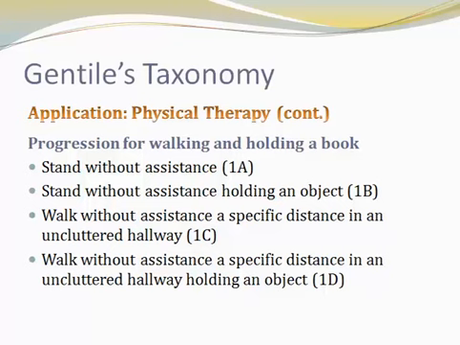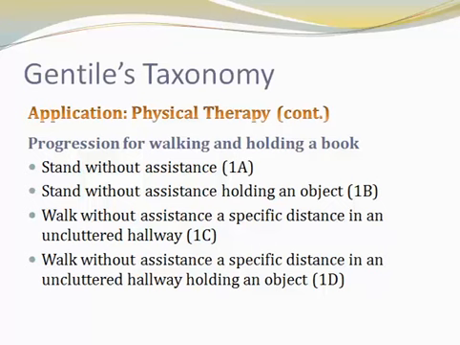Now, assuming that the individual can do these two things without any type of problem, then we can progress to something a little bit more complex, where we would ask the individual to walk without any assistance a specific distance in an uncluttered hallway. So now we are in category 1C, where the regulatory conditions are stationary because the ground isn't moving. That's our environmental context. There's no intertrial variability. In this particular physical therapy application, because we assume it would be the same uncluttered hallway every single time.